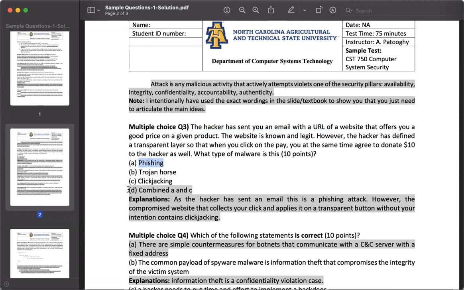And the right answer to this question is a combination of A and C. So you are being attacked by phishing, which is then combined with clickjacking. So the right answer to this question is item D.